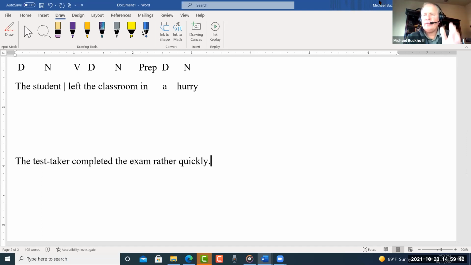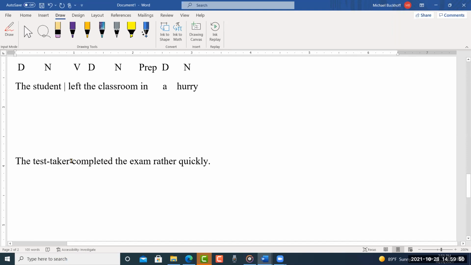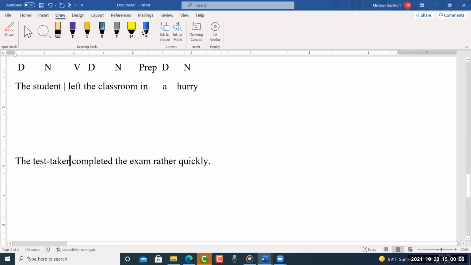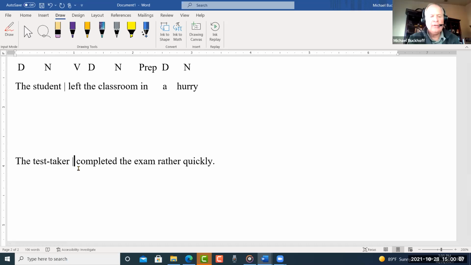So where do we draw the dividing line between the subject and the predicate? Anybody? Would it be after completed? No. Not after completed, but where does the subject end? That's my question. At the test taker. Yeah, we're going to say that, right? So we're going to say the test taker and then completed the exam rather quickly.